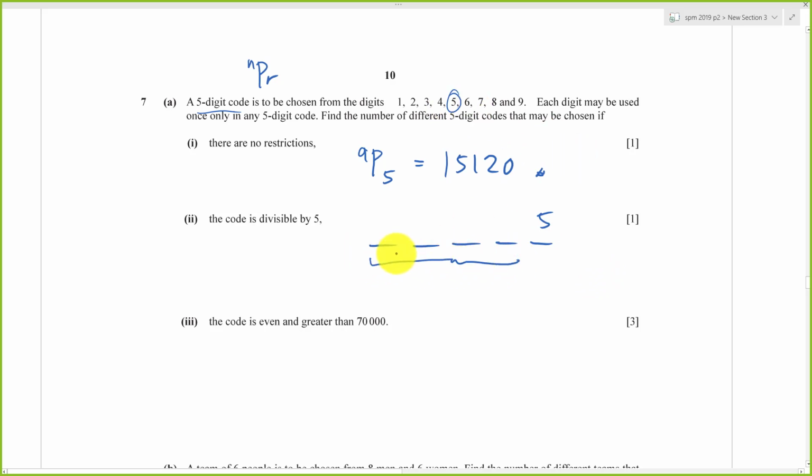So the 4 places here, I can only insert from the other 8 digits. So let's be 1, 2, 3, 4, 6, 7, 8, 9. From the 8 digits here, I'm going to choose 4 digits to put into these 4 places and arrange them, because it's P. And then 5 is a specific number I choose, so it's just one way. So multiply 1, or you can just ignore it because any number multiplied by 1 gives you back the same thing. So this one is just 8P4, which equals 1680.